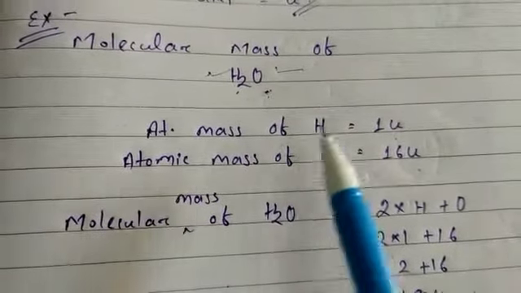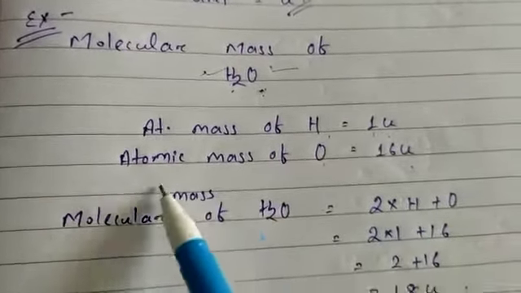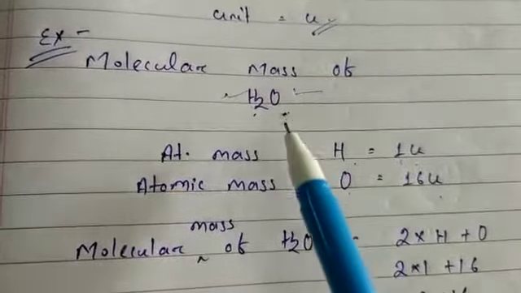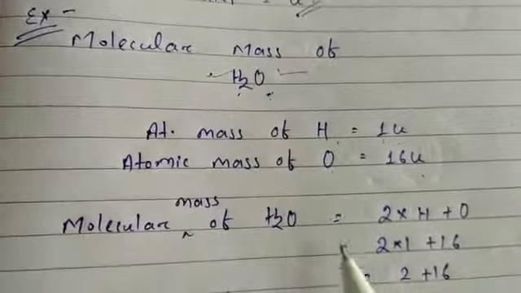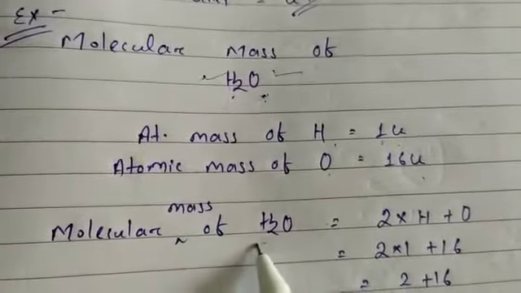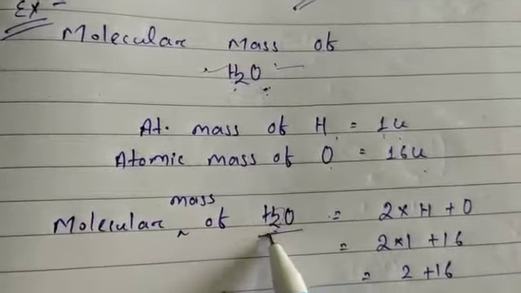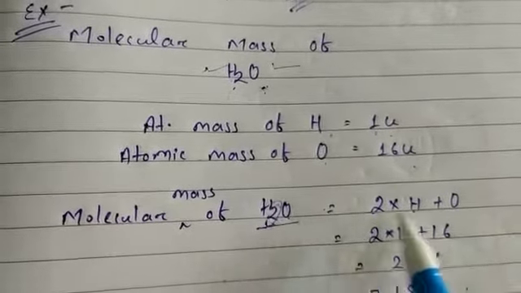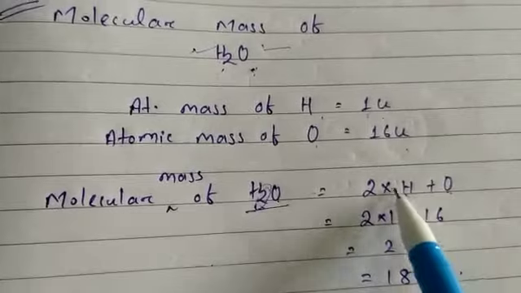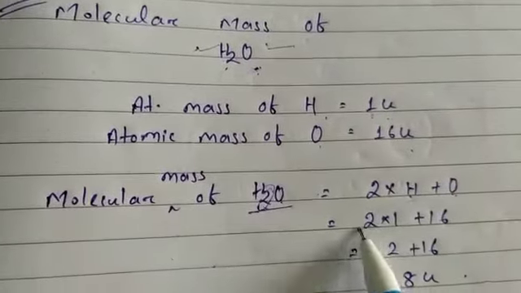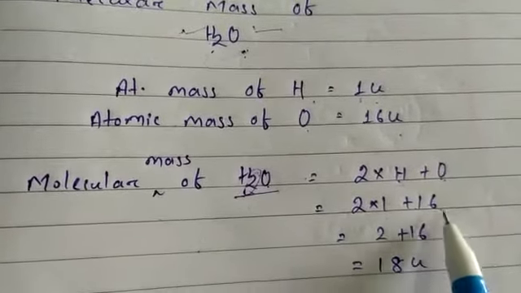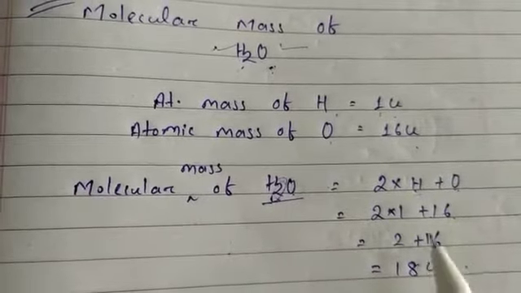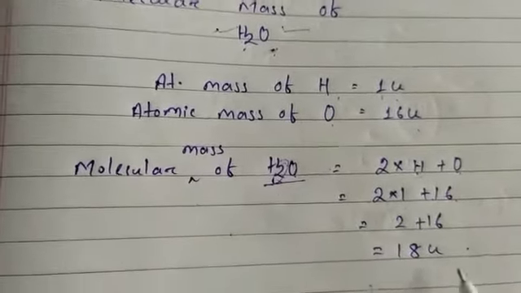So the atomic mass of hydrogen is 1 and the atomic mass of oxygen is 16U. Now we will find the molecular mass of water, that is H2O. Here the subscript 2 means 2 H is there and 1 O is there. Since hydrogen mass is 1, we can write 2 into 1 plus 16, and calculate 18U. So the relative molecular mass of water is 18U.